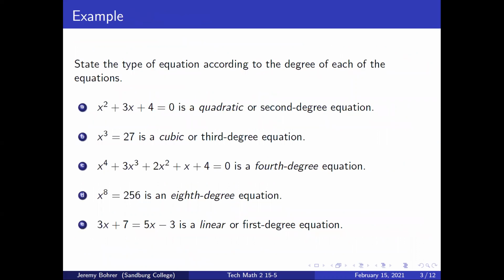State the type of equation according to the degree of each of the equations. x squared plus 3x plus 4 equals 0 is a quadratic or second degree equation. x cubed equals 27 is a cubic or third degree equation. x to the fourth plus 3x cubed plus 2x squared plus x plus 4 equals 0 is a fourth degree equation. x to the eighth equals 256 is an eighth degree equation. And 3x plus 7 equals 5x minus 3 is a linear or first degree equation.